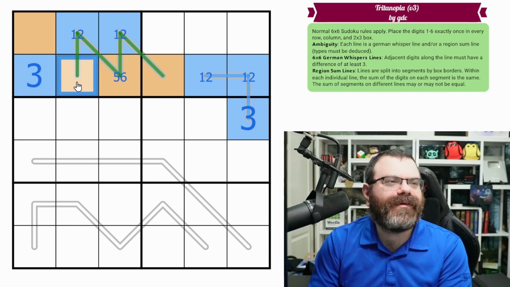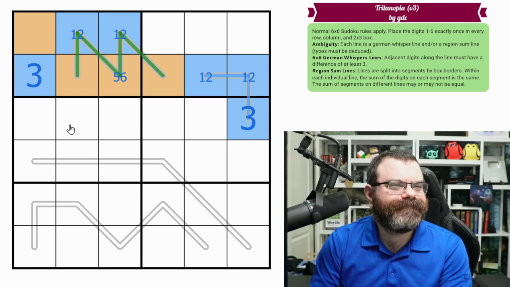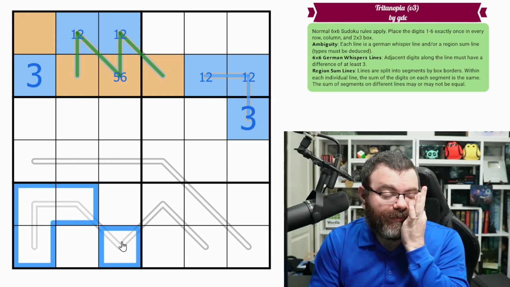Now this could be a 4. If we would go 4, then 1, and then what? This would be 2 with a 5, 6 next to it. So that works out fine. This could also be 4. All right, how do we continue from here? Do we need to look at more of these?